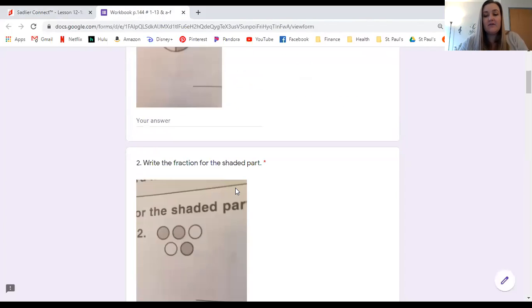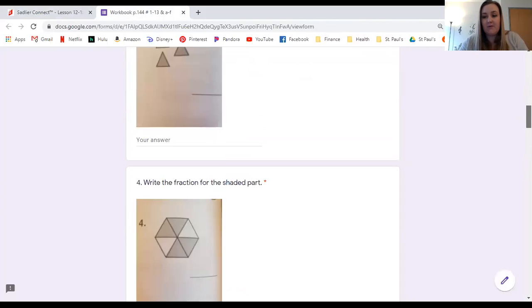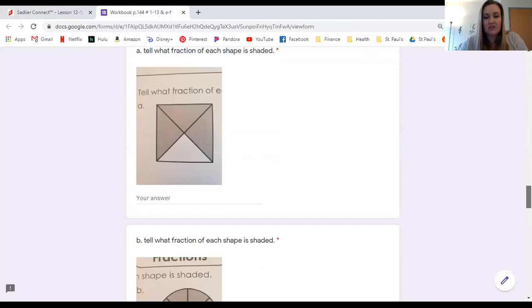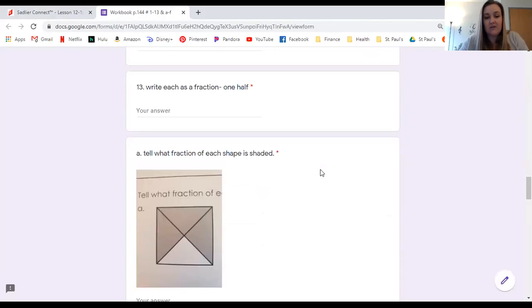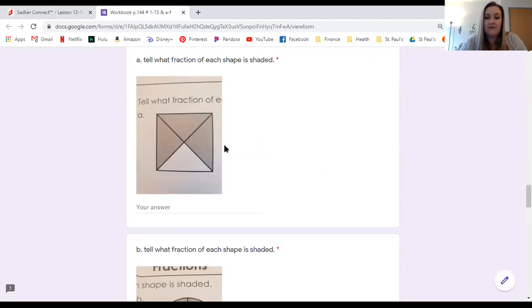And then you're going to notice at the bottom here, there are some other ones where you're just going to name the fraction. So after you finish 1 through 13, you're going to answer those. You're going to tell what fraction of each shape is shaded. So for example, in A, I'm going to go 1, 2, 3 out of 4. And how you can type it in is 3, you'll see a slash, kind of where the question mark is, /4. That'll give me 3/4. Okay, that's how you're going to answer those.